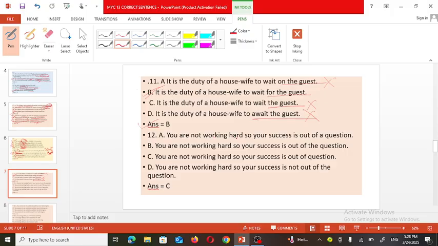You are not working hard, so your success is a question. Your success is out of a question, out of the question, out of question, and not out of the question.